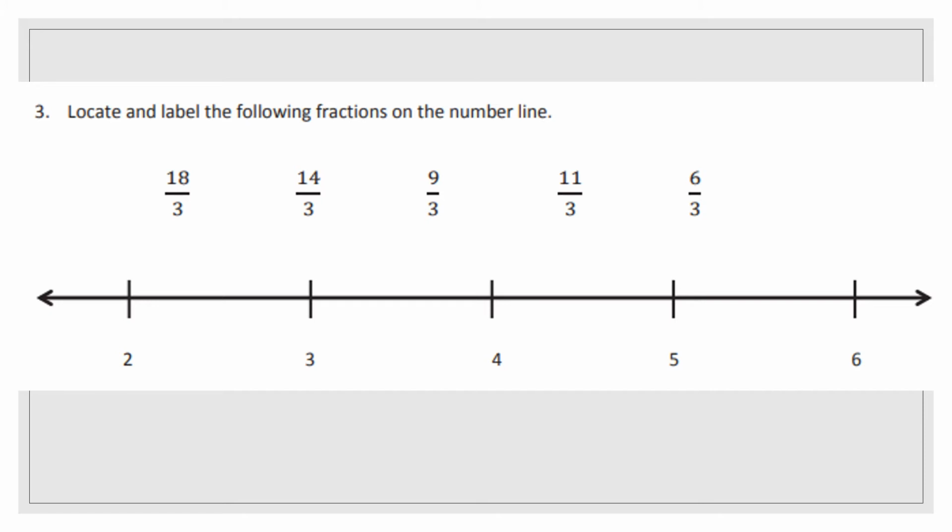The numbers are getting a little bit more challenging with the numerator as we are going down this, and now we're all the way at the 6 point, but we are starting at 2, so we have 18 thirds, 14 thirds, 9 thirds, 11 thirds, and 6 thirds. Remember, try to do the whole numbers first. Like I've said before, it's easier to multiply this whole number times 3. So take your time.